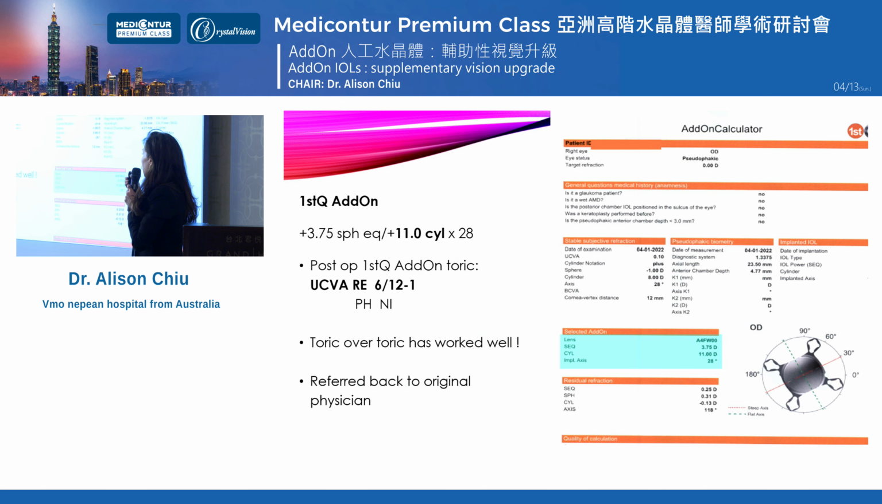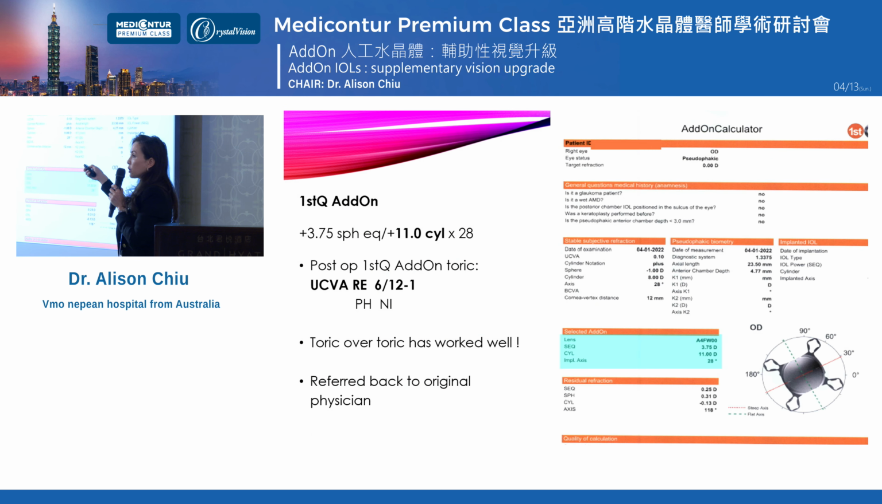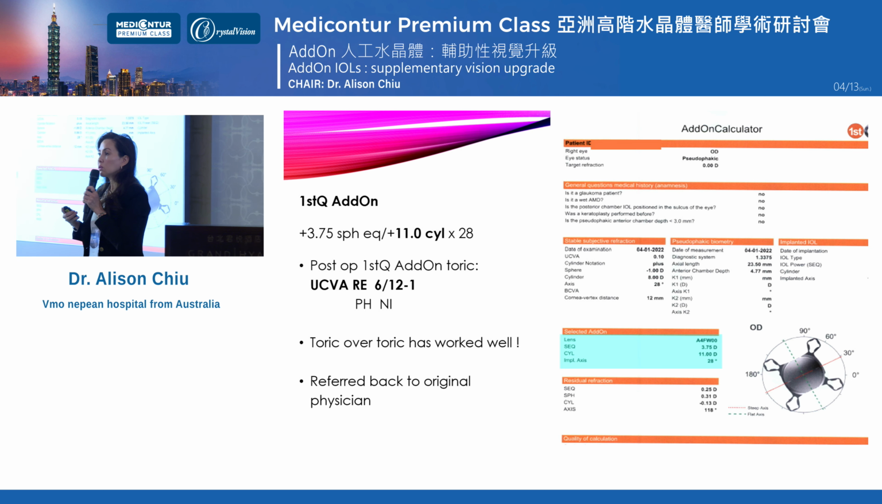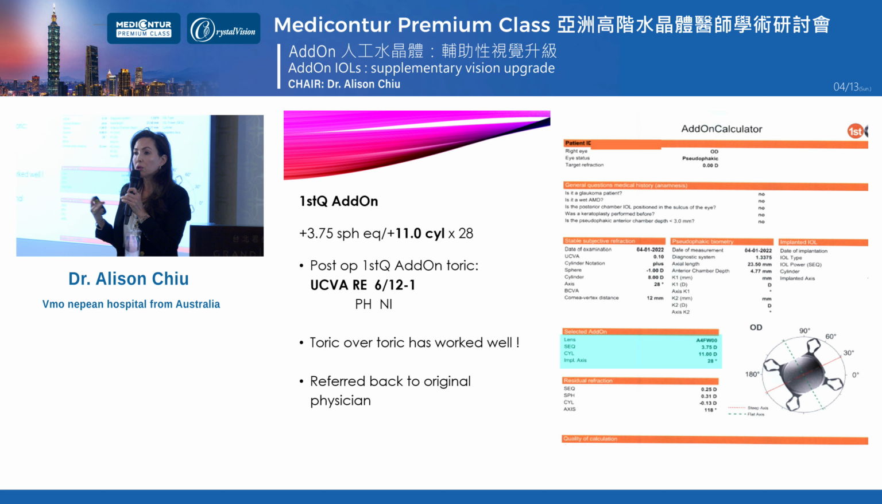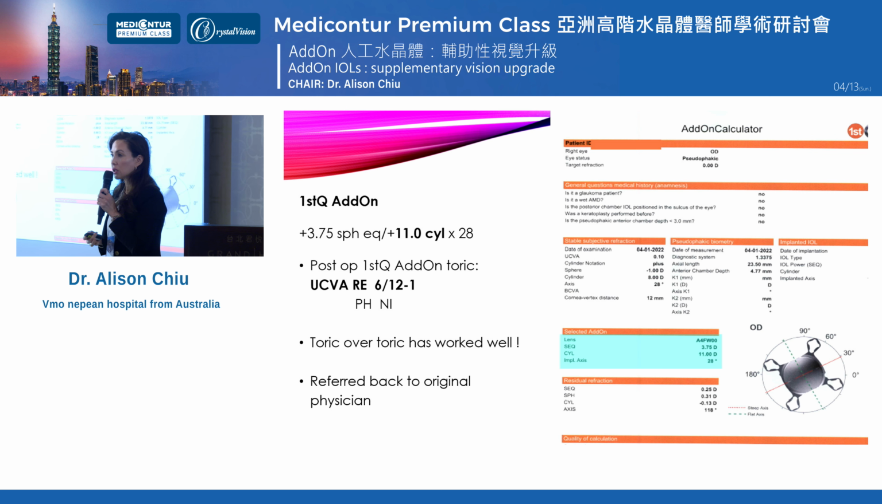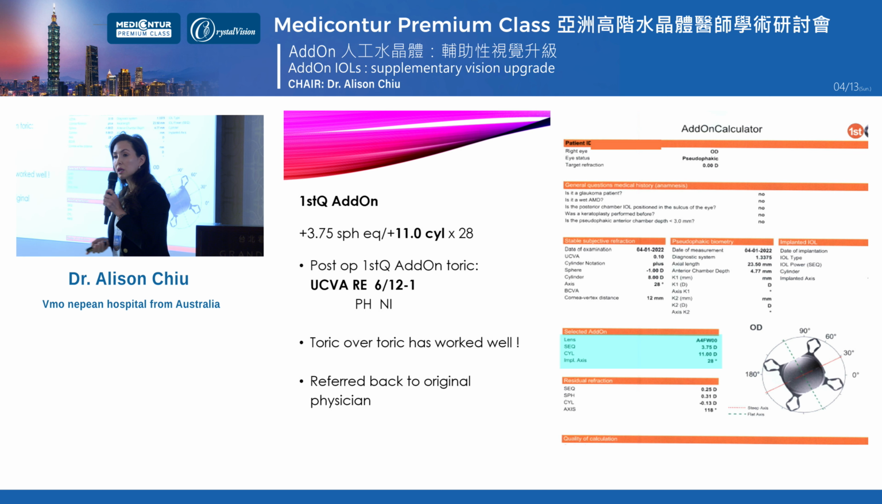But things went very well, and he actually got better than what we had predicted from the subjective refraction, which you may recall was 6/21. He got to 6/12. So I think in the case where this is not a purely refractive, we're going to get you to 6/6. A toric over a toric in this case worked very well.